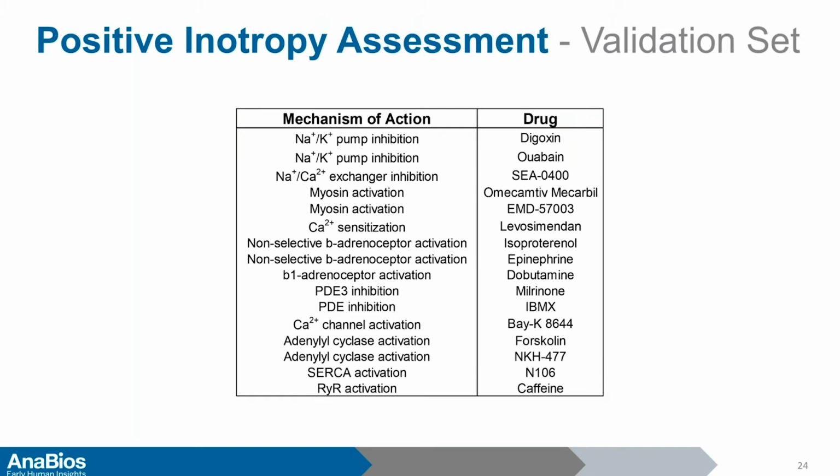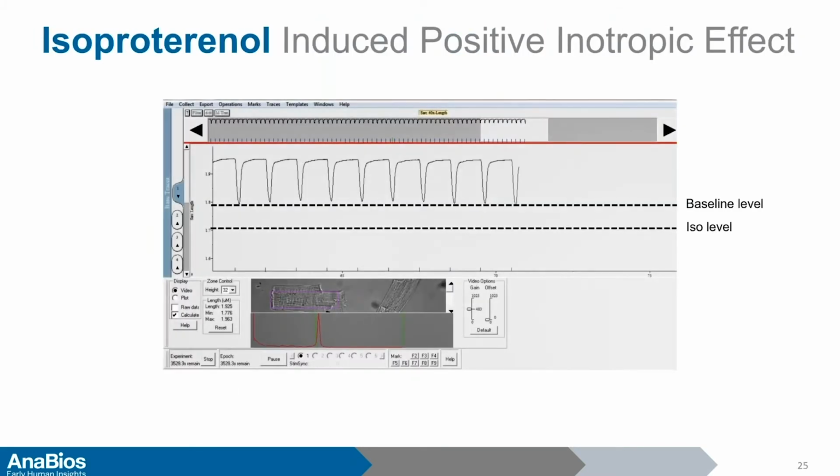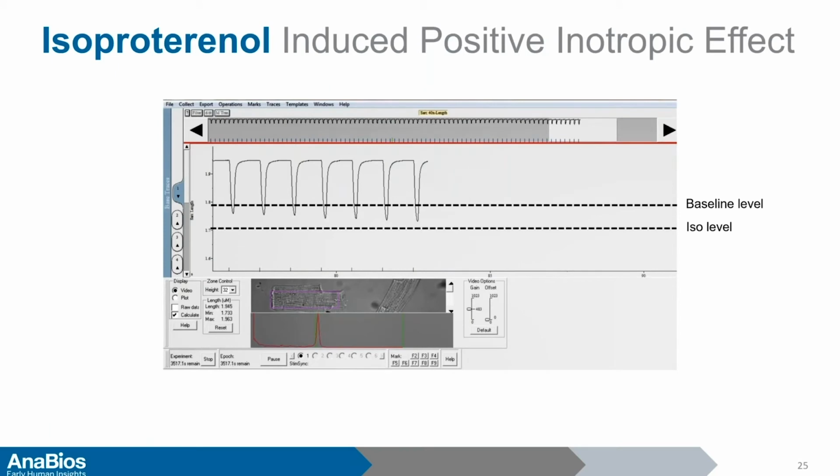Next, we wanted to confirm the ability of adult human primary cardiomyocytes to predict positive inotropy. To this aim, we tested 17 different inotropes that cover 12 different mechanisms of action. This slide shows you an experiment conducted with ISO. Upon application of ISO, we can see an increase in sarcomere shortening, and this explains the positive inotropic effect of beta adrenergic stimulation.